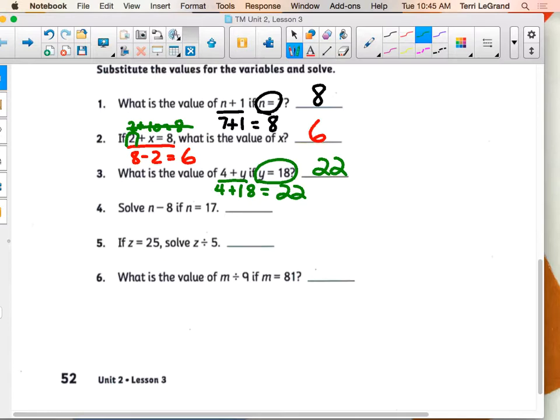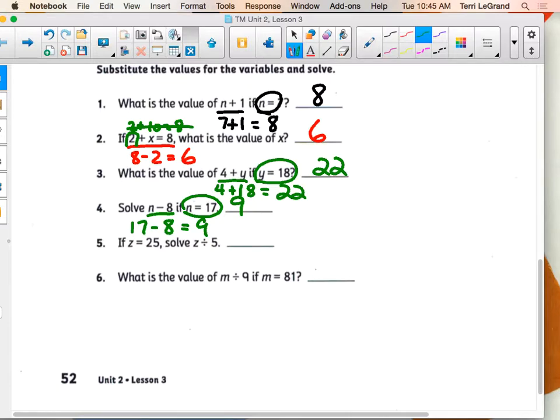How about number 4? It says evaluate n minus 8 if n is 17. What are we going to do, class? 17 minus 8. 17 take away 8 is what? 9. Our answer is 9.